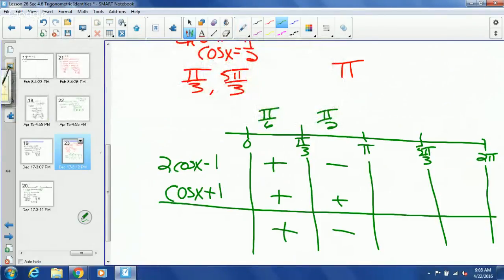How about from pi to 5 pi over 3? What are you going to pick there? Give me a number. 3 pi over 2? Is that what you said? Okay.